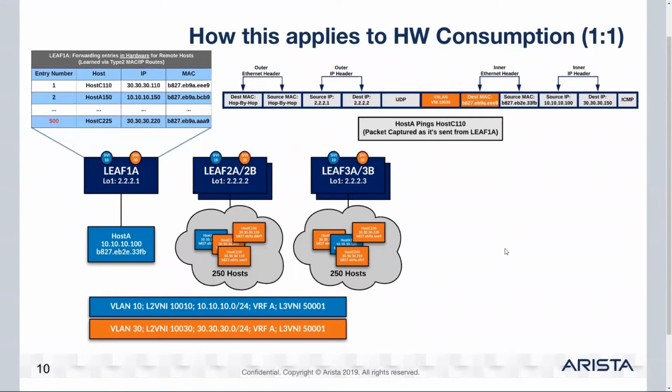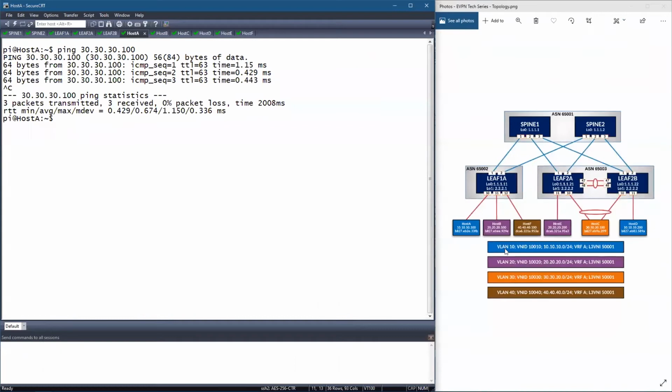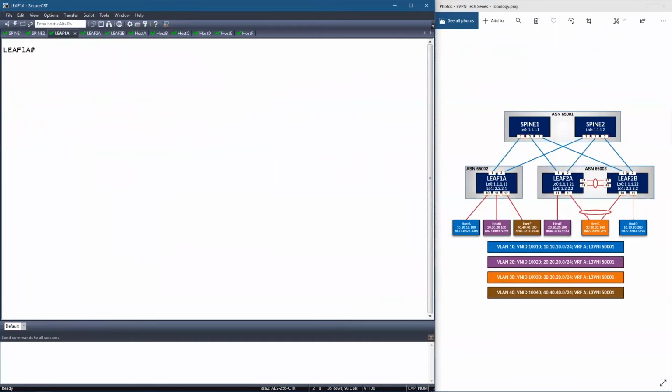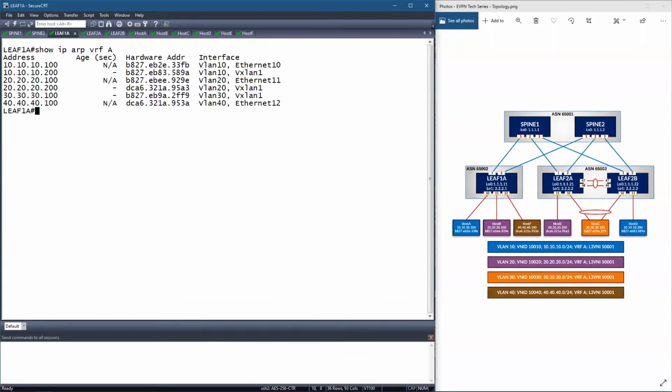So let's actually take a look at the ARP table in our environment and see this in action on some of the VTEPs. So we go on Leaf1A and we do a show IP ARP for VRFA. We see that, as expected, we have all of the locally attached hosts. We have an entry for them in this table. Additionally, for the remote hosts, which we know about because of the type 2 routes originated by the VTEPs where those hosts reside, we understand the MAC IP mapping for those hosts as well.